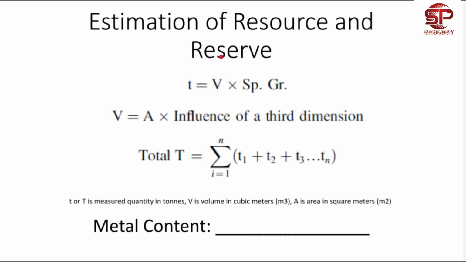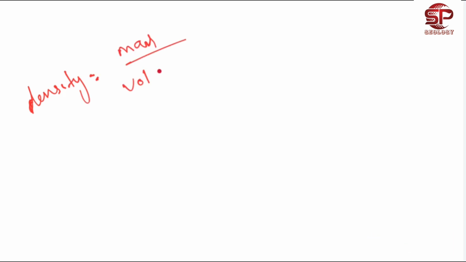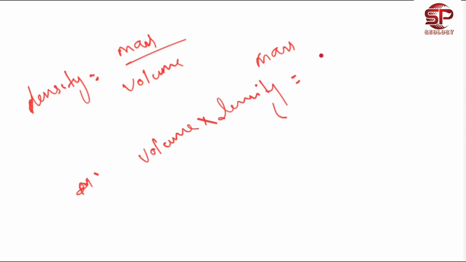So, estimation of ore reserve. Simply, ore reserve is calculated on the basis of this formula. Density is equal to mass by volume. You know this formula. Basically, the ore reserve estimation is based on this formula only. In ore reserve, you are calculating the mass. So if you have the volume and the density, then you will get your mass, that is 1 kg or 1 ton or whatever.